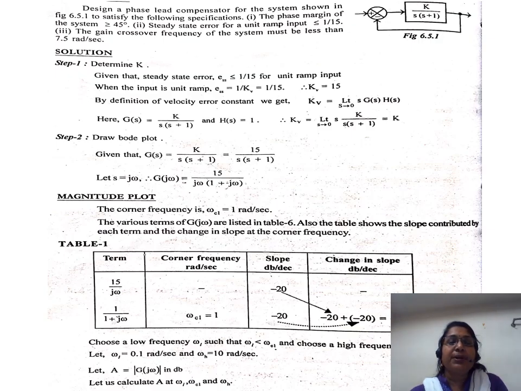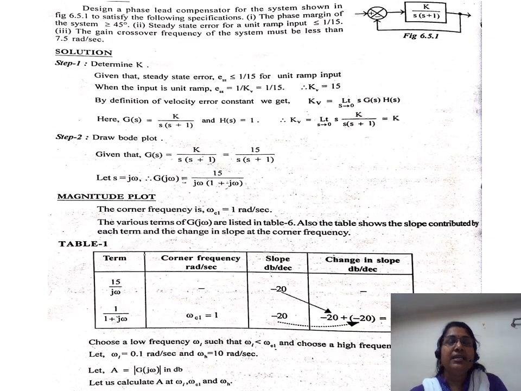We can see a problem: design a phase lead compensator for the system shown in the figure. They have given the specification as phase margin of the system greater than or equal to 45 degrees, steady state error for a unit ramp input less than or equal to 1 by 15, and the gain crossover frequency of the system must be less than 7.5 radians per second.